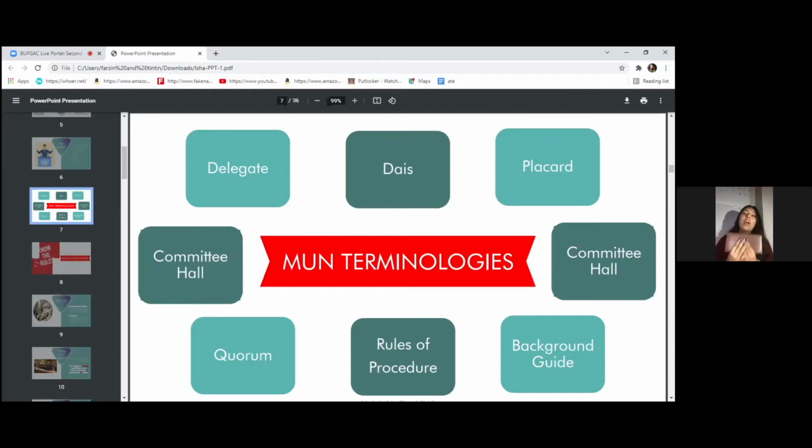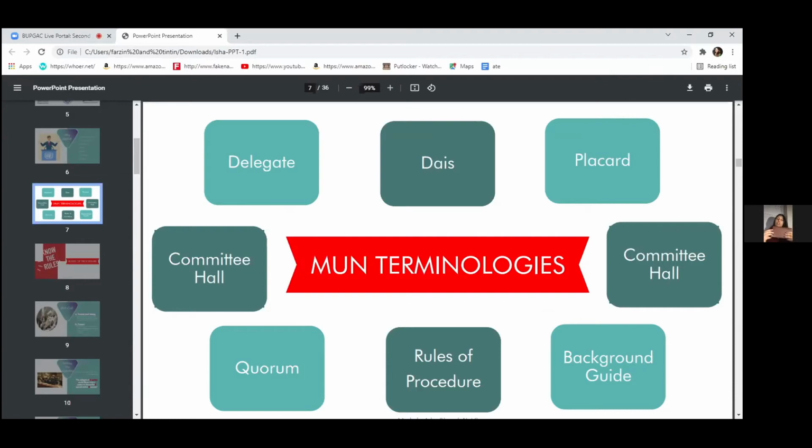So when you raise your placard, until and unless the dais members, the chair, the co-chair, or anyone in front of you recognizes you, you're not allowed to speak. Regardless, the placard is your recognition in the committee session.